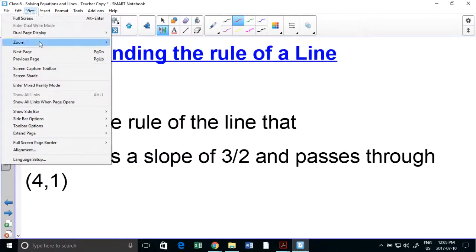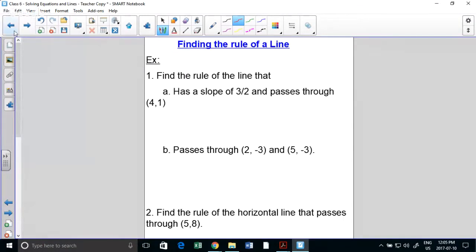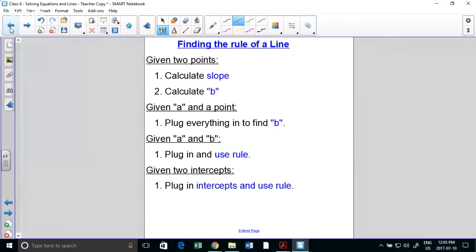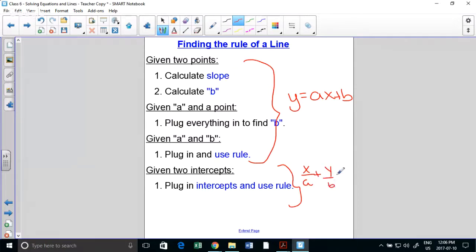Just before we move on, when you're finding the rule of the line, you're going to find the rule in whatever form you can. If you're given the slope and b, or the slope and a point, or if you're given 2 points, all of these you're going to use this form. If you're given the intercepts, you're going to use this form. It's not wrong to use the other ones, but it makes it a lot easier depending on what information you're given.